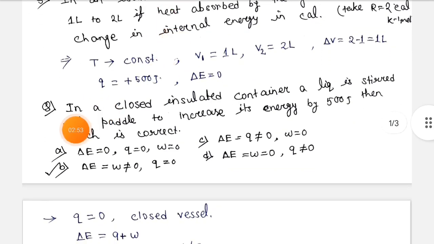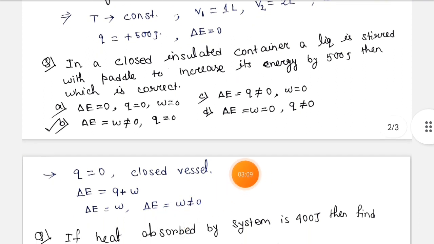Next, in a closed insulated container, a liquid is stirred with a paddle to increase its energy by 500 joule, then which is correct? Q is equal to 0, why? Because this is a closed vessel, so no heat exchange takes place, so Q is equal to 0. And from the first law of thermodynamics, we know that change in internal energy is equal to Q plus W. So delta E is equal to W, as Q is equal to 0, so delta E is equal to W, not equal to 0. So option B is the correct option.